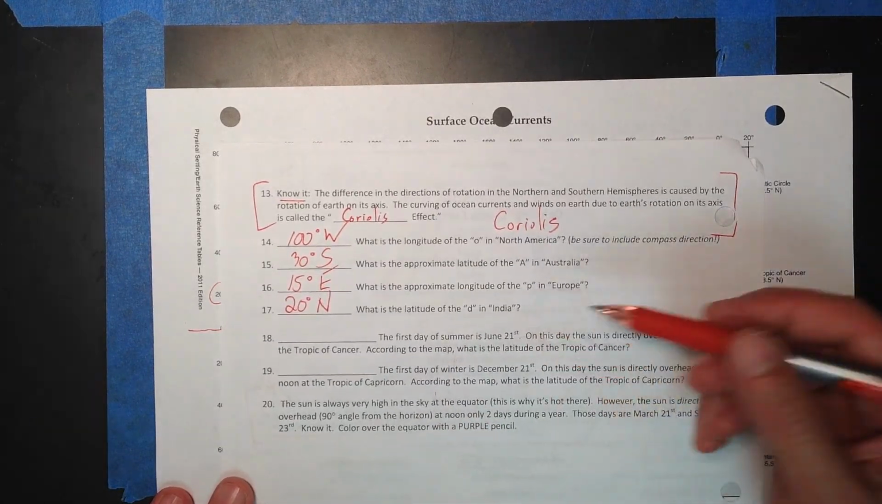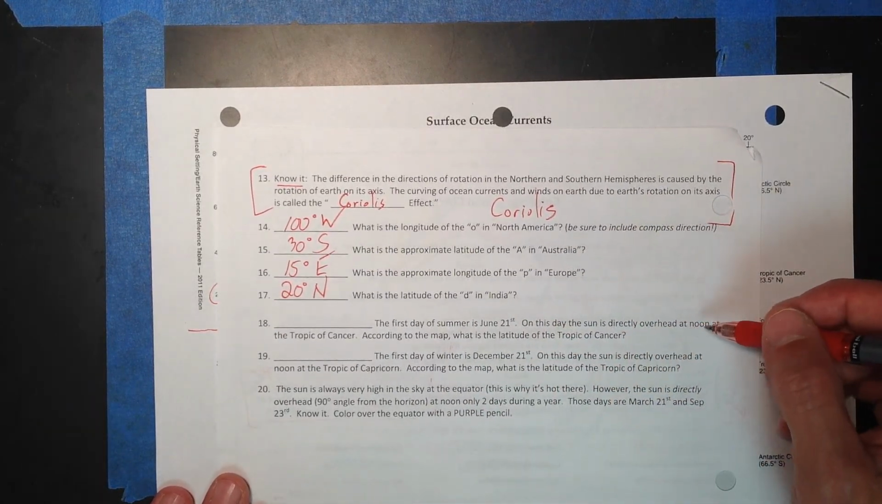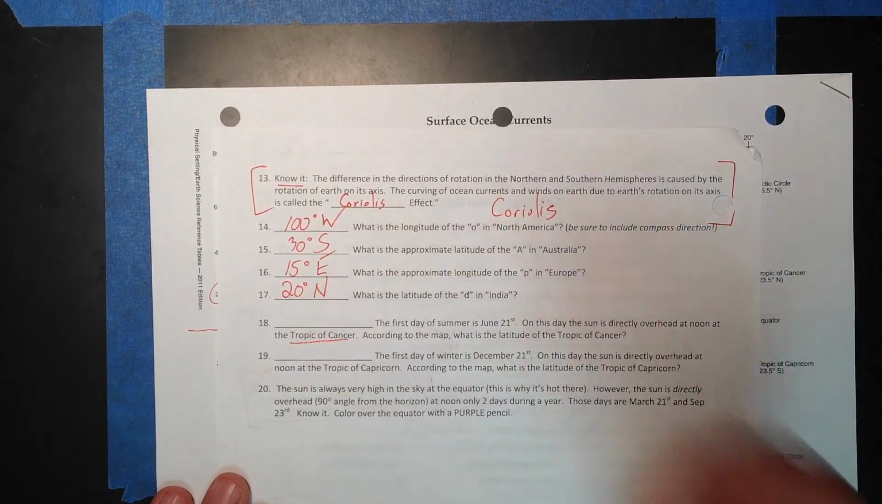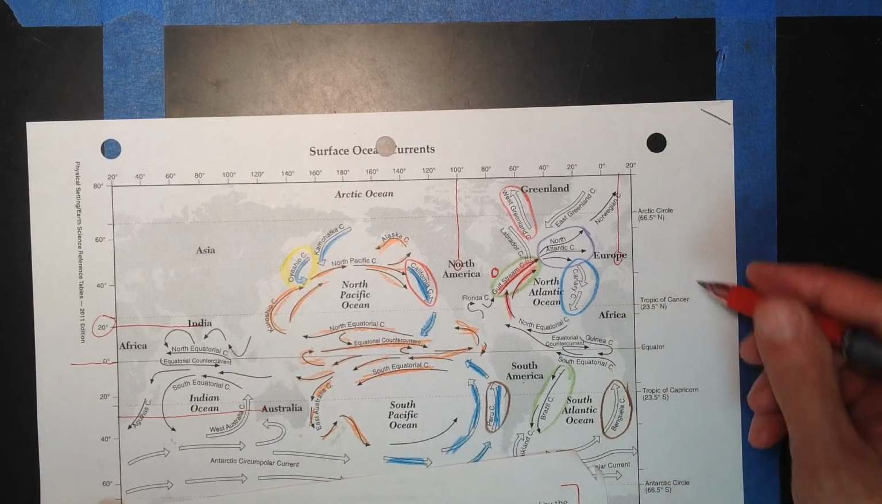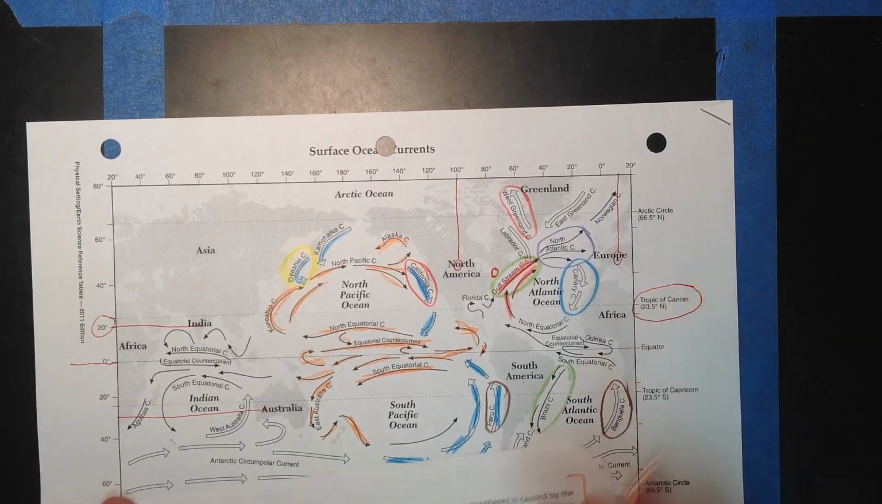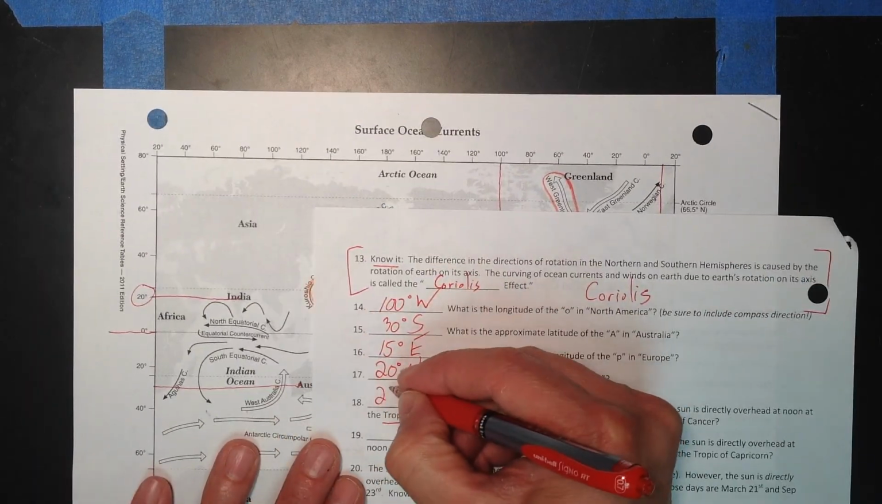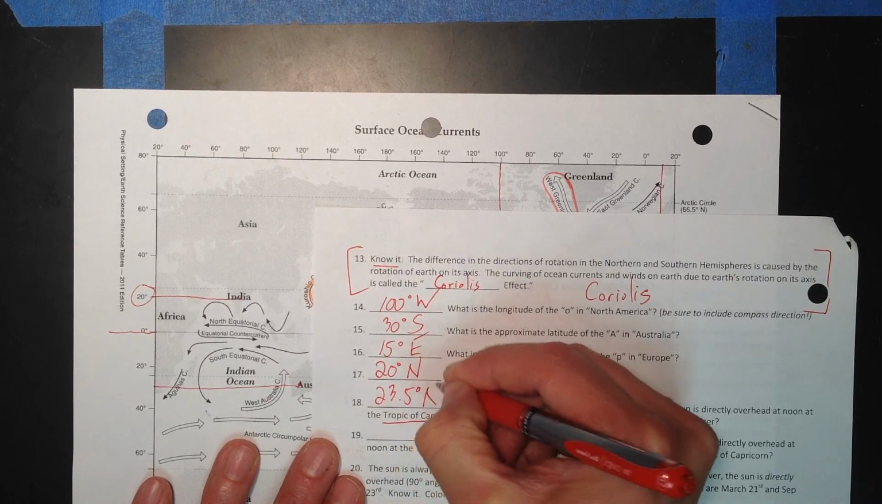The first day of summer is June 21st. On this day, the sun is directly overhead at noon at the Tropic of Cancer. According to the map, what is the latitude of the Tropic of Cancer? Check it out, Tropic of Cancer, 23.5 degrees north. We are rounding the corner here, ladies and gentlemen, almost done.